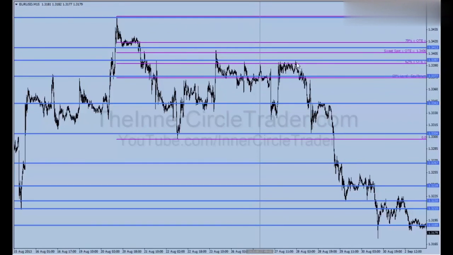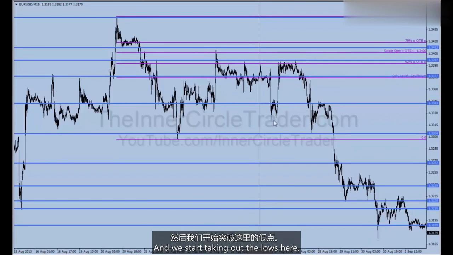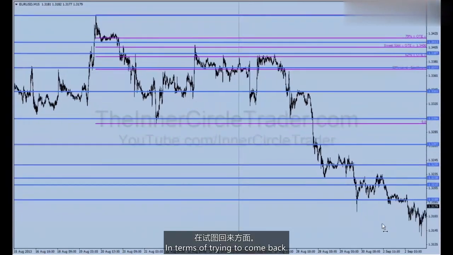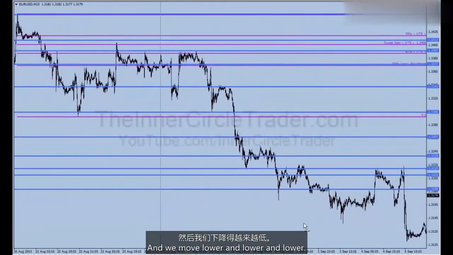All of a sudden, the market breaks down again, and we start taking out the lows here. When this low here gives, it's all over with, and you can see that happening here. The market participants drive it lower, and it just didn't have any momentum whatsoever in terms of trying to come back, and we moved lower and lower and lower.